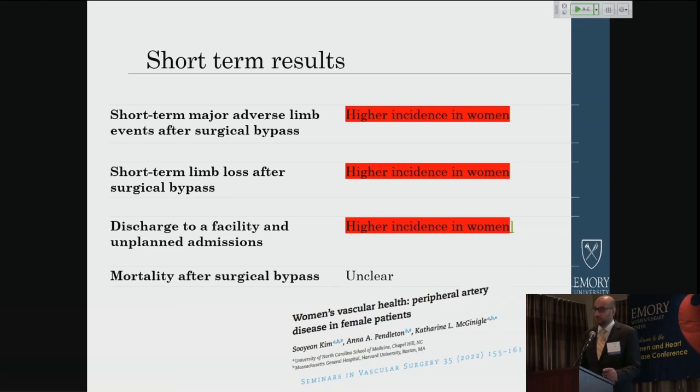Which kind of brings to our attention the importance of other things other than looking at size of blood vessels, looking at how we are providing overall social care and medical care to this underserved population. It's interesting that there is not much difference or unidentified difference in mortality after surgical bypass.